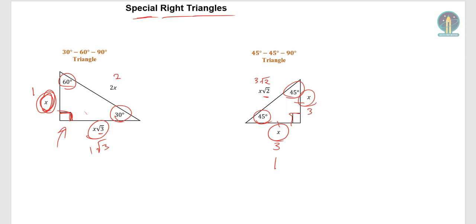Here, if x were 1, we tried 3, let's try 1. If this x were 1, this would be 1, and this would be 1 square root of 2, or just square root of 2. So 1, 1, square root of 2.